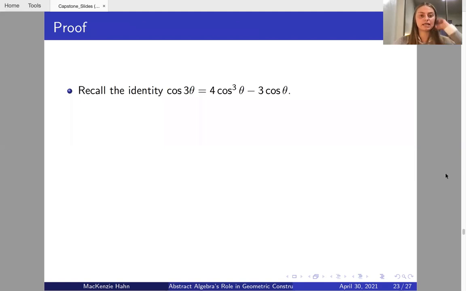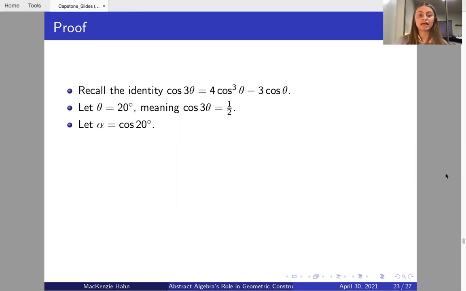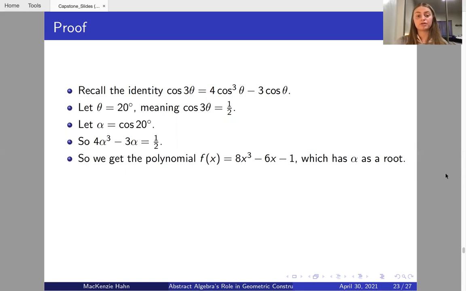And so recall the identity cosine of 3 theta is equal to 4 cosine cubed theta minus 3 cosine theta. If we let theta equal 20 degrees, that means that cosine of 3 theta is equal to 1/2, because cosine of 60 is equal to 1/2. And we're going to let alpha equal cosine of 20 degrees. Substituting all of that into the identity, we get that 4 alpha cubed minus 3 alpha is equal to 1/2. So we get the polynomial f of x equals 8x cubed minus 6x minus 1, which has alpha as a root.